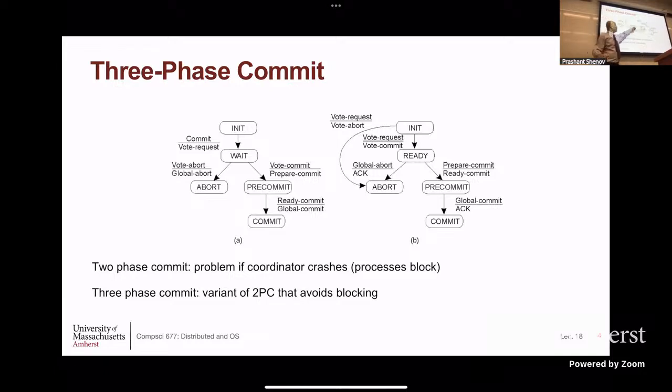But if all of the other ones decide without the coordinator to abort, the worst that the coordinator would find is it's in a pre-commit state.